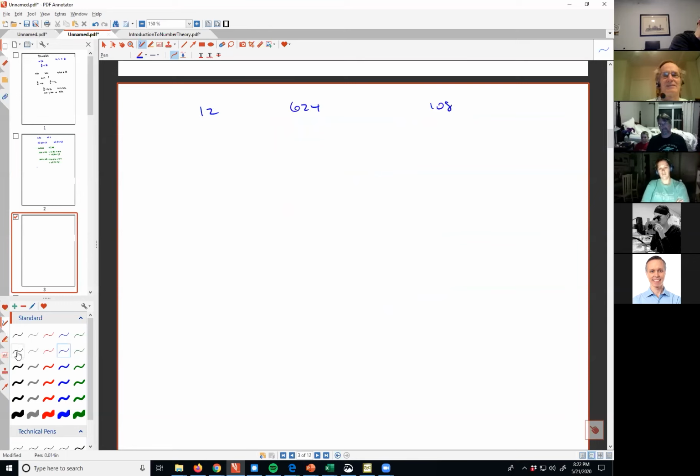And 12 doesn't take too long. Even if we don't know any special methodology for doing this, we could eventually just hunt them down and write them all out. 624, this one's more complicated. Oh goodness, did I bite off a lot here? Let's see. I think we're going to have 20 different divisors.